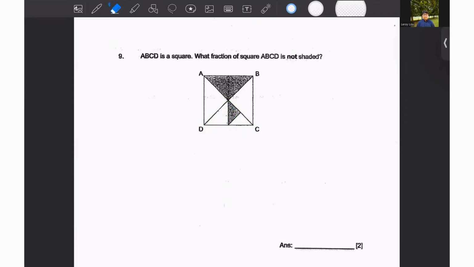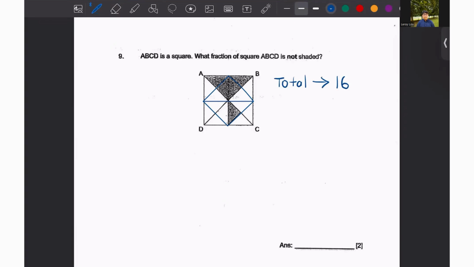Okay, let me erase this. So in actual, you can cut this figure, right? So you cut here, here, here, here, and here. Okay, you will realize that this figure can be cut into 16 triangles. Okay, so our total is 16.